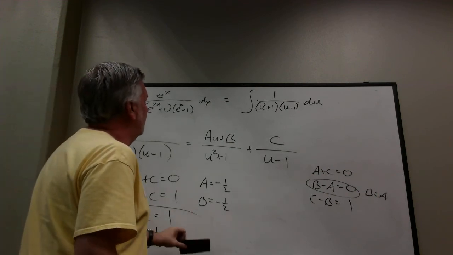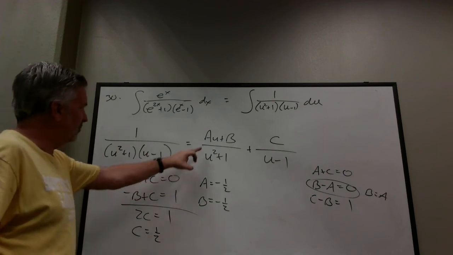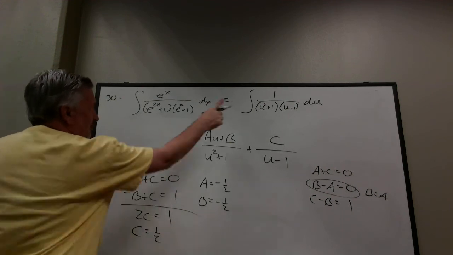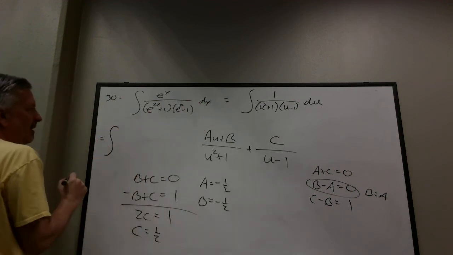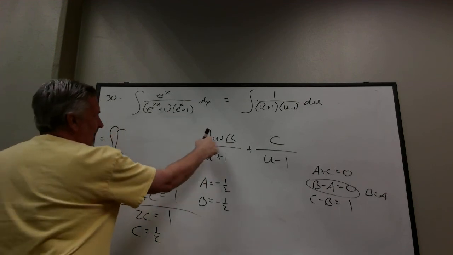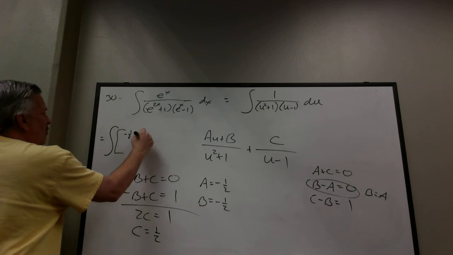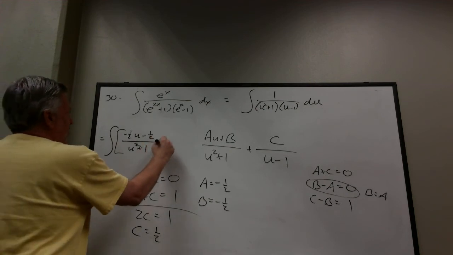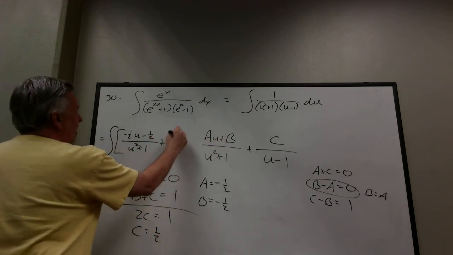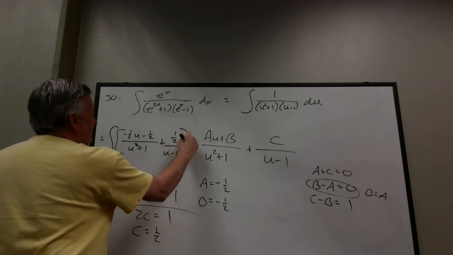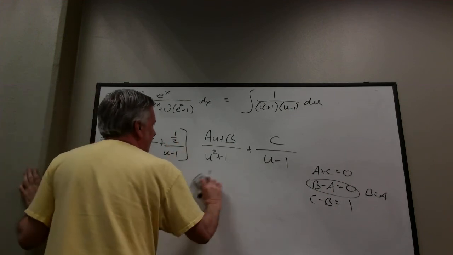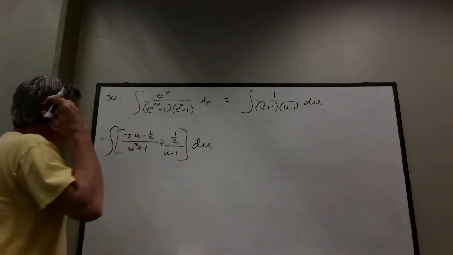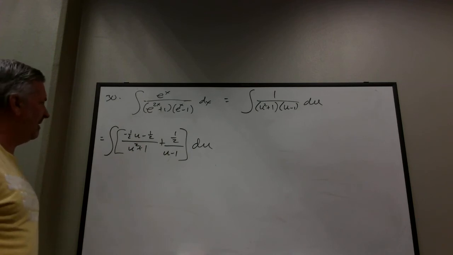Okay, so we have to plug in our A, B, and C back into this to write the next step. So I'm continuing here. A and B are both negative 1/2, so I get negative 1/2 u minus 1/2 over u squared plus 1, right? Negative 1/2, negative 1/2. And then plus, well, C is 1/2, so I get 1/2 over u minus 1. Okay, so that's our partial fractions decomposition, du. And so now we want to integrate this mess.